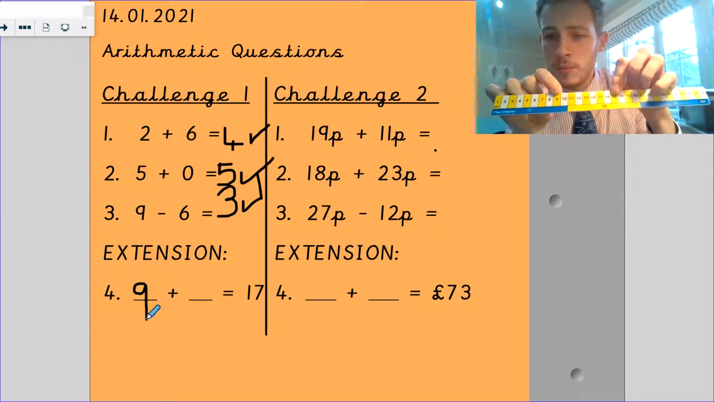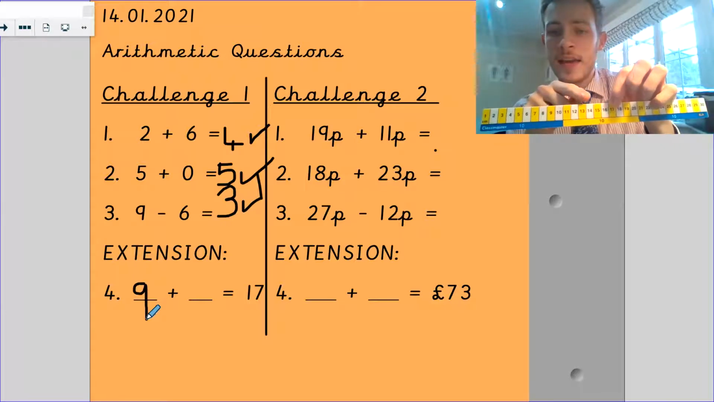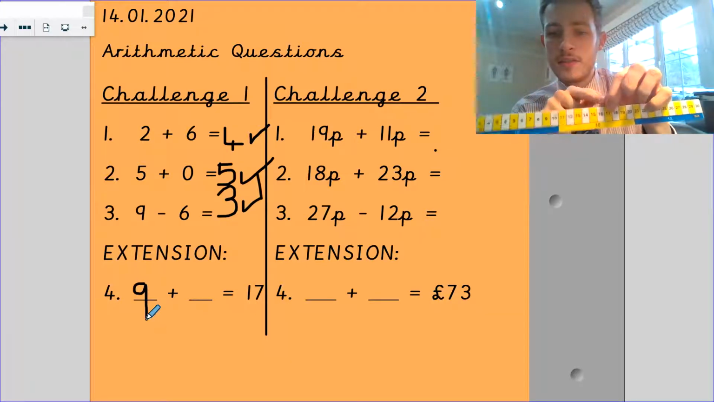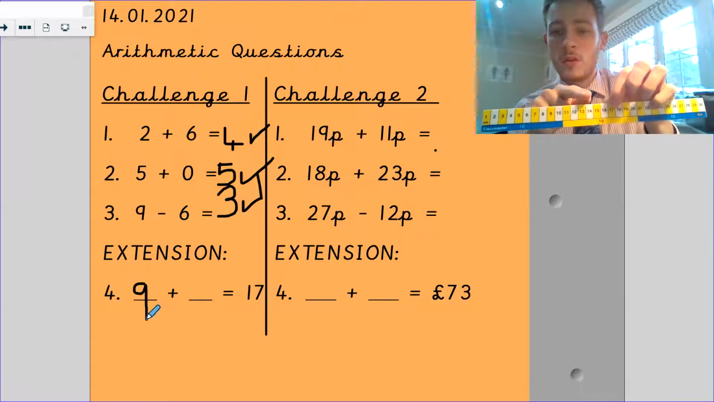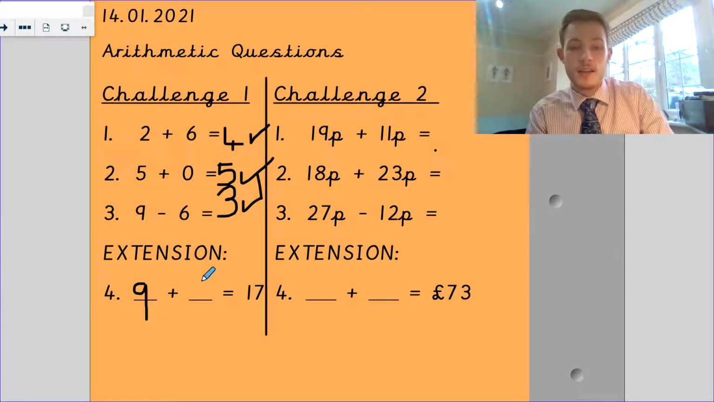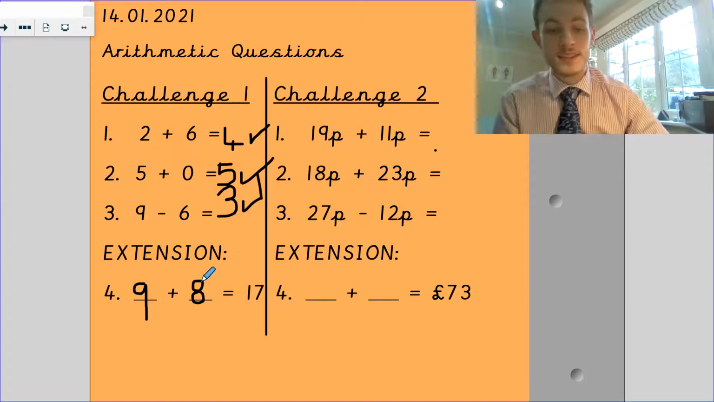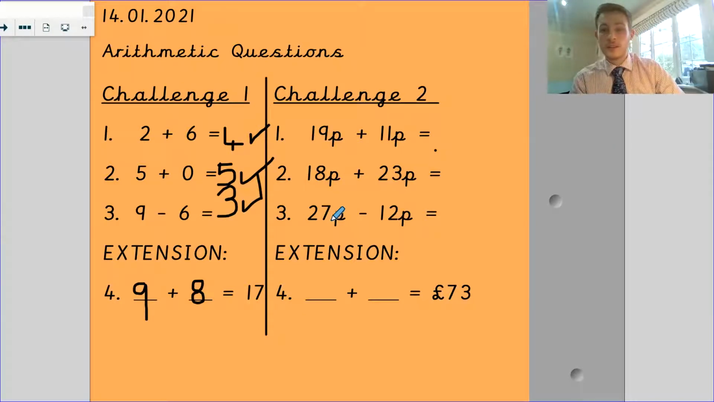I then need to count how many jumps I'm going to do until I get all the way to 17. So starting from 9, I'm going to go 1, 2, 3, 4, 5, 6, 7, 8. So 9 add 8 is going to be 17, and that is one of the answers that you could have had for your extension. Okay, so let's move on.